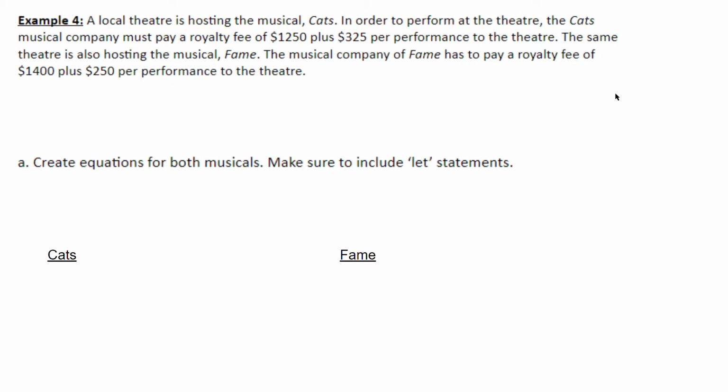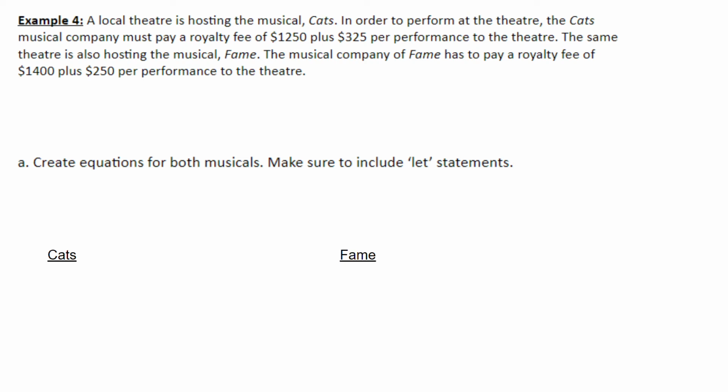Our example now follows a local theater that is hosting 2 musicals, Cats and Fame. Now, in order to perform at the theater, the Cats musical company must pay a royalty fee of $1,250 plus $325 per performance to the theater. The same theater is also hosting the musical Fame. The musical company of Fame has to pay a royalty fee of $1,400 plus $250 per performance to the theater.